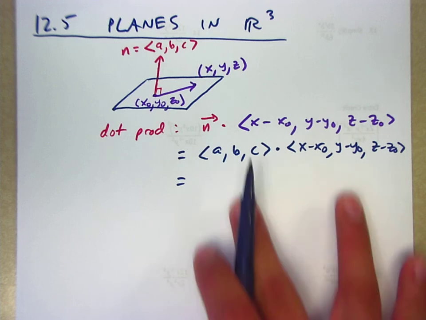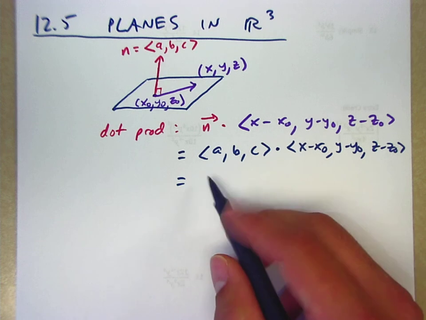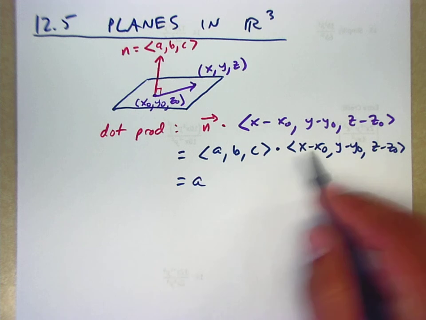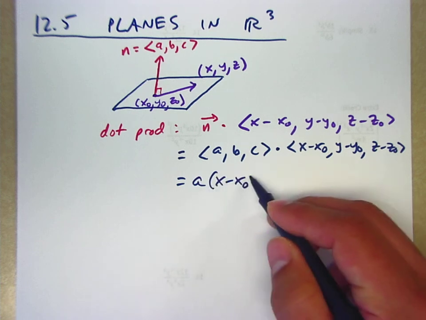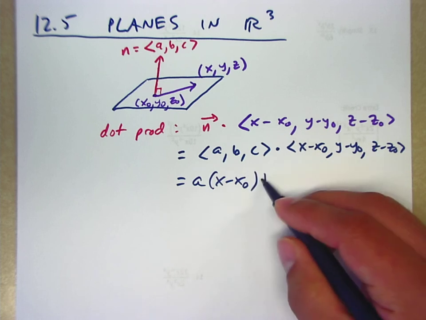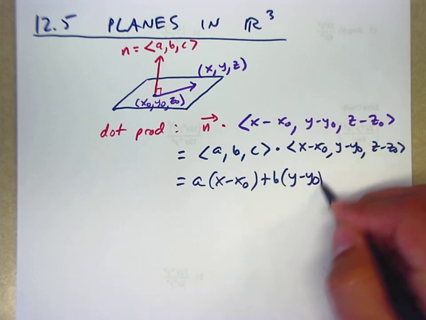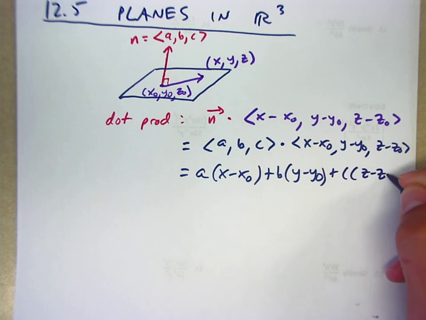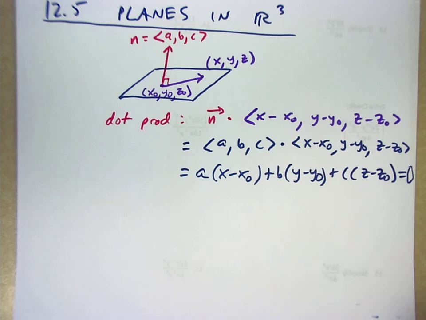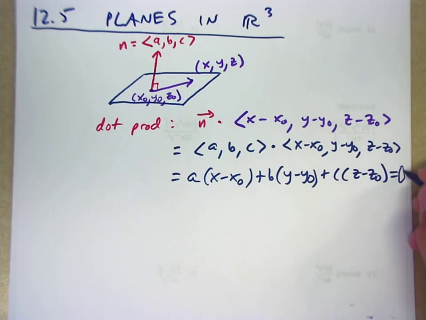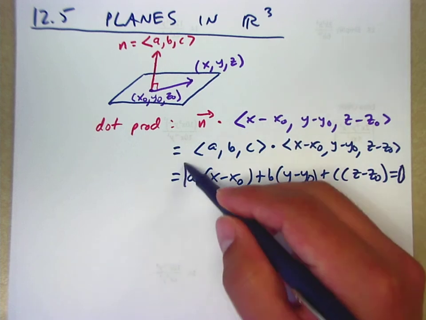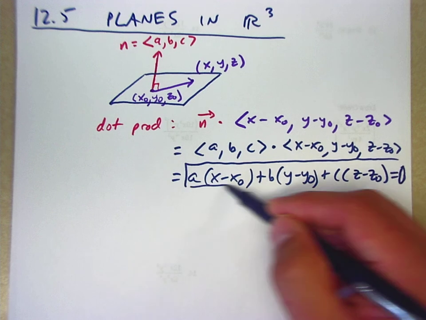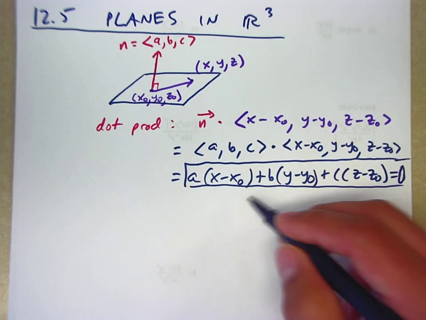So I'm going to write out what that dot product looks like. That's going to be A times x minus x naught plus B times y minus y naught plus C times z minus z naught. And then that has to equal 0, right? Well, here is your plane equation. This is actually called point normal form.